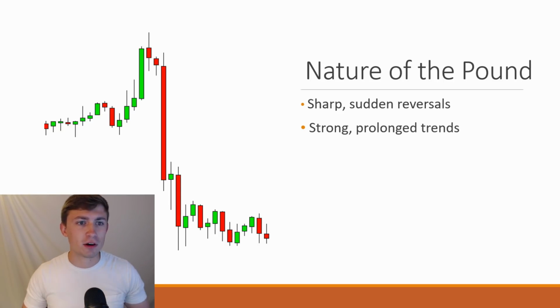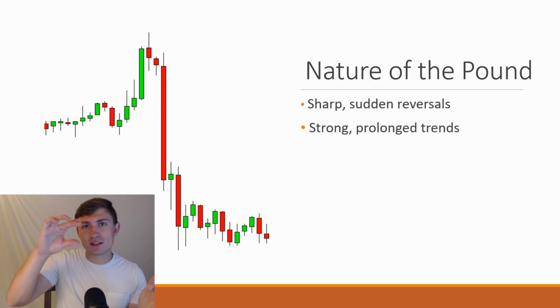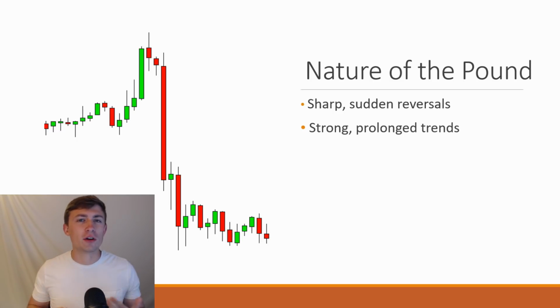You can see in the example here on the left that we had a sharp movement to the upside followed by some very sharp reversals and a quick trend reversal. Now, a lot of times you'll see things like on euro dollar, trends kind of slowly turn. But when talking about the pound, there's a lot of sharp reversals, and something as easy as a news release could cause a sudden massive change in direction.